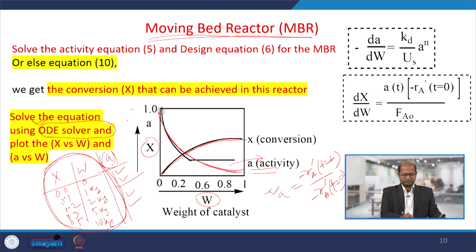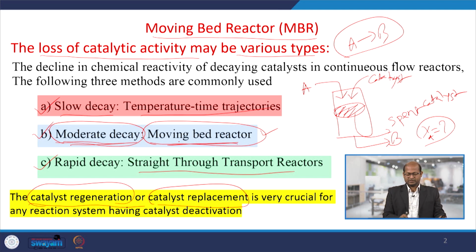So, this data or graph is very important for moving bed reactors, and these are the design equations when the catalyst is moderately deactivating. You should keep in mind that in all these three cases the catalyst is deactivating. When the deactivation is very slow, we should follow temperature-time trajectories. When the catalyst deactivates moderately, not very fast and not slow, then in that case we can use a moving bed reactor.